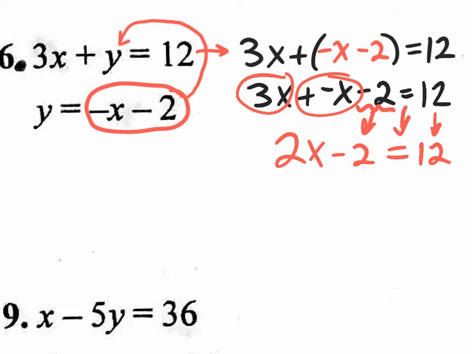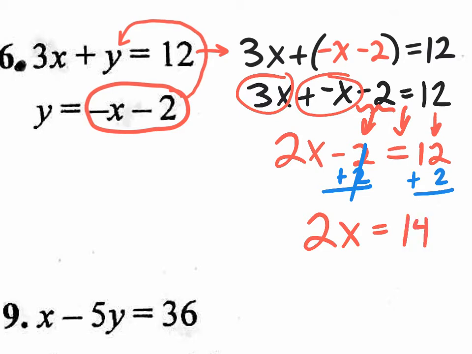Let me get x by itself by adding 2 right here, adding 2 over here. My new equation is 2x equals 14. So that's really 2 times x equals 14. Let's get rid of the multiplication of 2 by doing the opposite, dividing by 2. X equals 7.